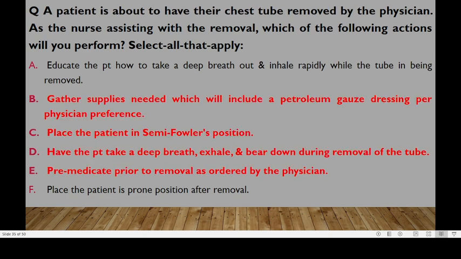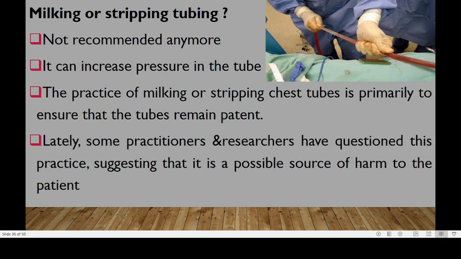Well, at least premedicating the patient before removal, you could give maybe analgesia just to take care of the pain. Have the patient take a breath, then exhale and bear down during removal, so that you encourage the patient to perform the Valsalva maneuver that helps to remove the tube. Place the patient in semi-Fowler's position and gather supplies needed. Those are the correct options.